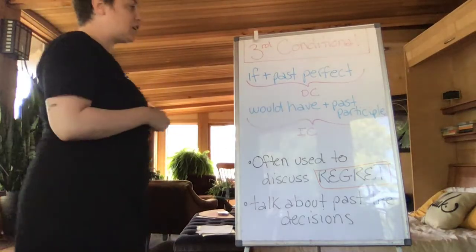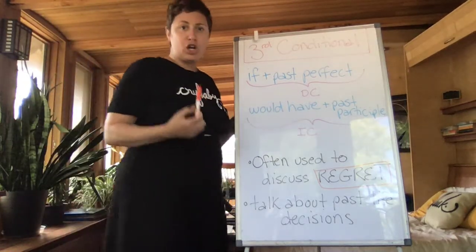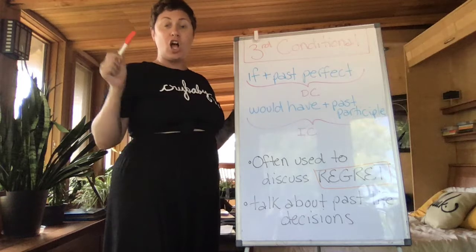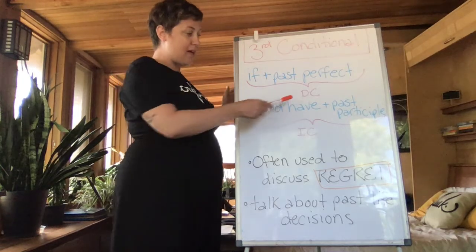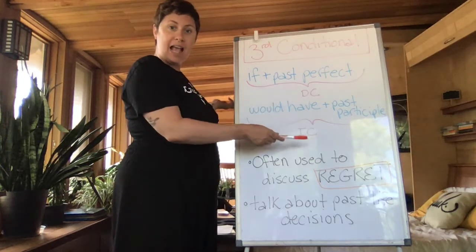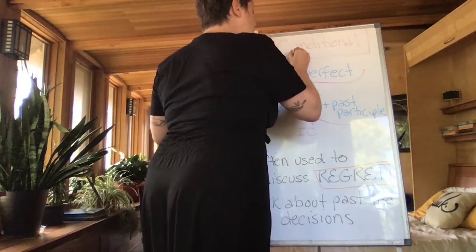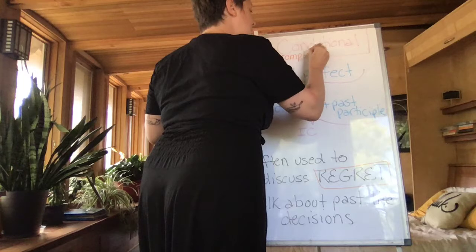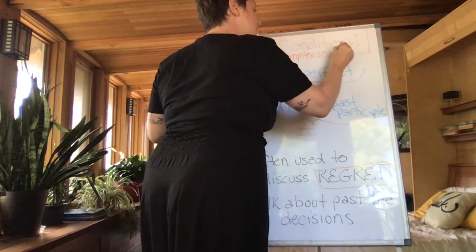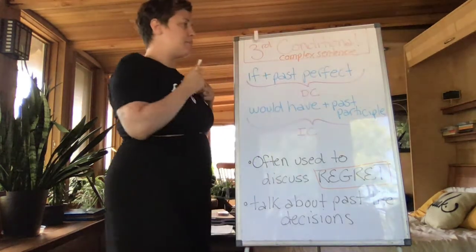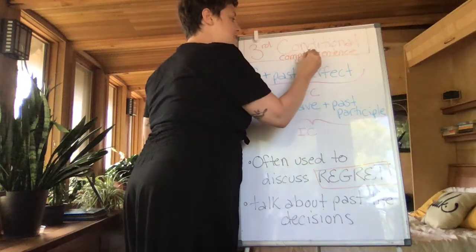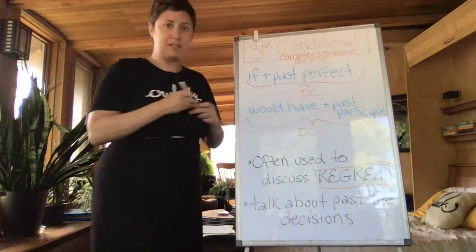There are two different clauses together to form a complex sentence. So we have a dependent clause and an independent clause. So the third conditional is almost always a complex sentence, meaning it is a dependent clause plus an independent clause.